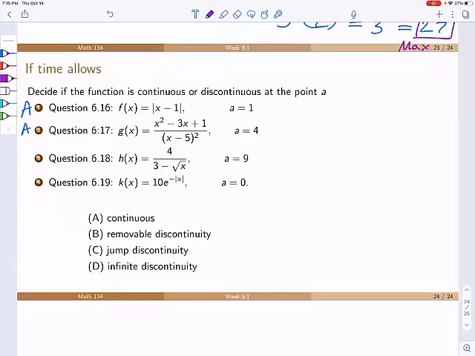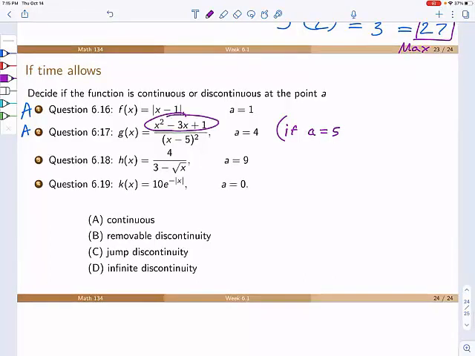Maybe we'll play the devil's advocate here. If we had A equal to 5, if that happened to be the case, then we would have a discontinuity. And we could evaluate, well, which type of discontinuity would we have? Well, if we plug in 5 into the numerator, we wouldn't get 0. It would be something other than 0. If we plug in 5 to the denominator, we would get 0. So you would have an infinite discontinuity. So under that devil's advocate case, you would get D. So if A equaled 5, then the answer would be D.